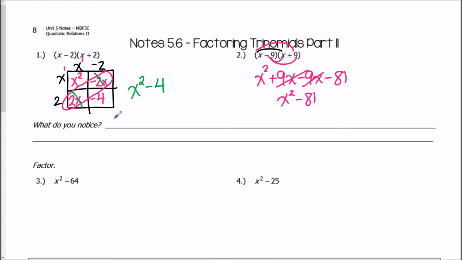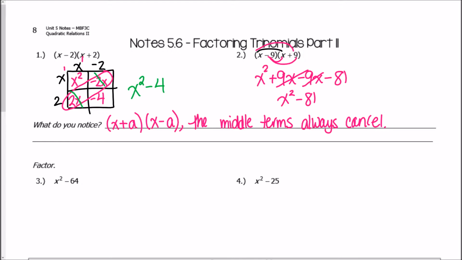So if you notice, if we have x plus some number and then x minus some number, and it doesn't matter whether it's plus first or minus second, but they have to be opposites of each other, the middle terms will always cancel out. And this is called a difference of perfect squares.